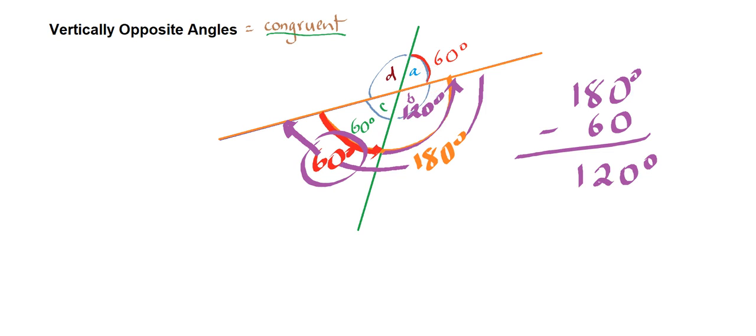Finally, opposite angle B, straight through the middle there, is angle D. Now, if angle B is 120 degrees, angle D is congruent, so angle D, vertically opposite, is also 120 degrees. And that's how you do it.